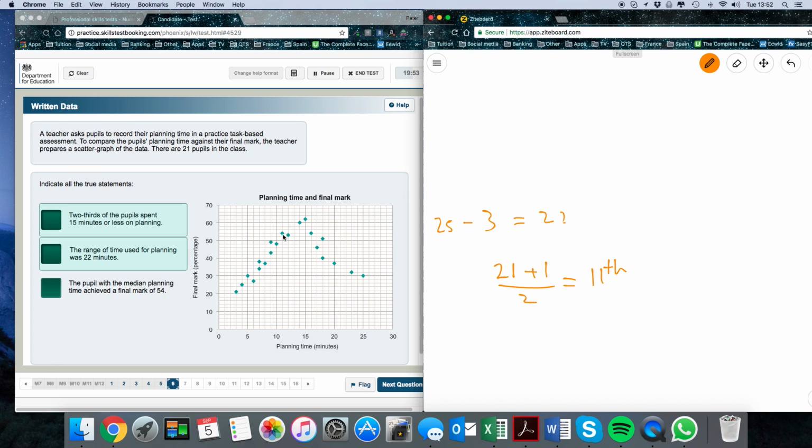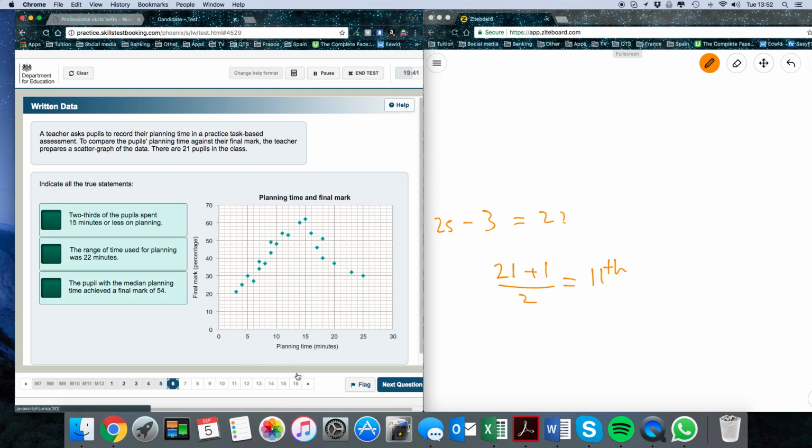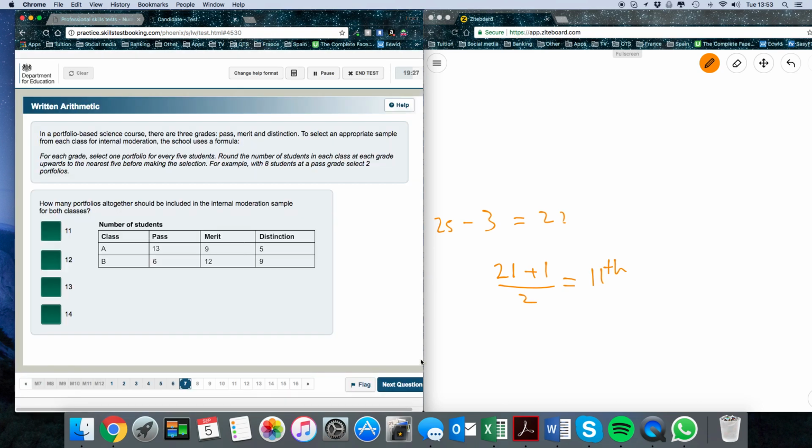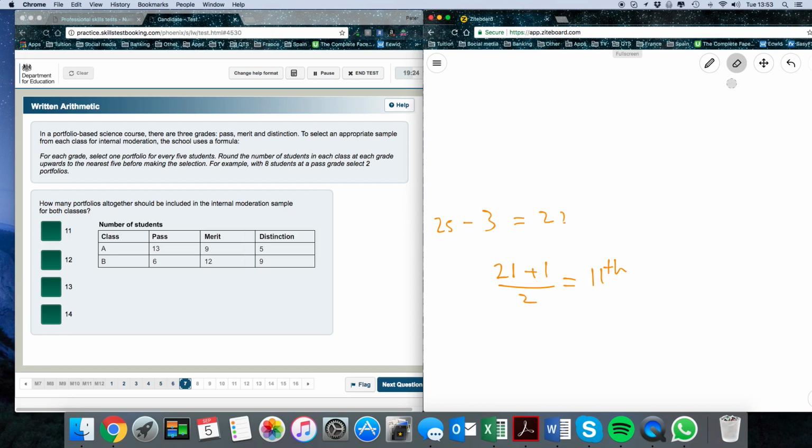Now their planning time was 11 minutes, but the question isn't asking us about that. It's asking us to look at their final mark that they achieved. So I go across here, and it is indeed 54. So that one's also true. It's a bit unusual, I think, to get 3 true statements. I always double check things when I do that and check that I've read it carefully, but I'm pretty sure that I've done that correctly, so I'm going to move on. Quite a tricky topic, the medians. If that's a weakness of yours, definitely go and watch the video and learn from it.